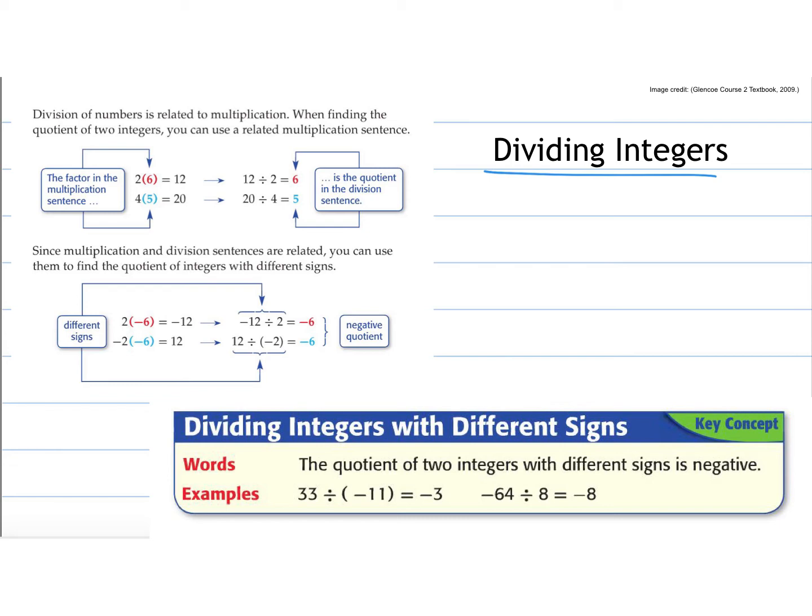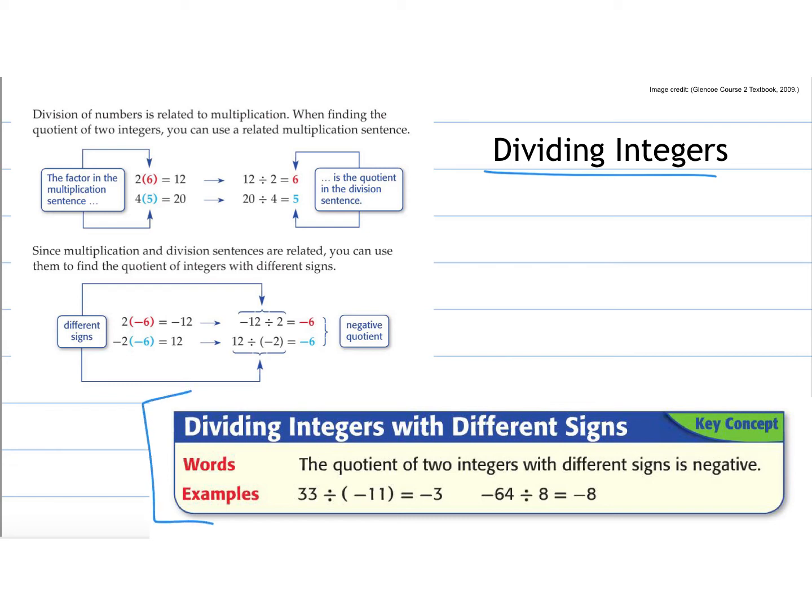So since multiplication and division sentences are related, they're similar, you can use them to find the quotient of integers with different signs. So just like we had before, if we have 2 times a negative 6 equals a negative 12, then that means negative 12 divided by a positive 2 is a negative 6. Or if we had a negative 2 times negative 6 equals a positive 12, then a positive 12 divided by a negative 2 equals negative 6. So really what this is all saying is that our rules for dividing are the same as multiplication.